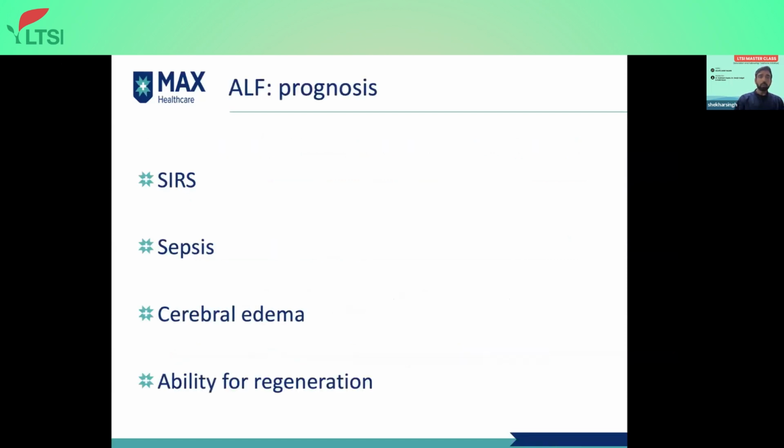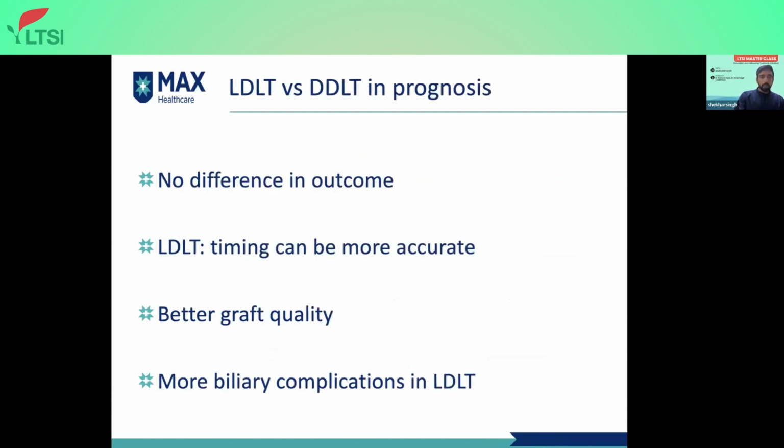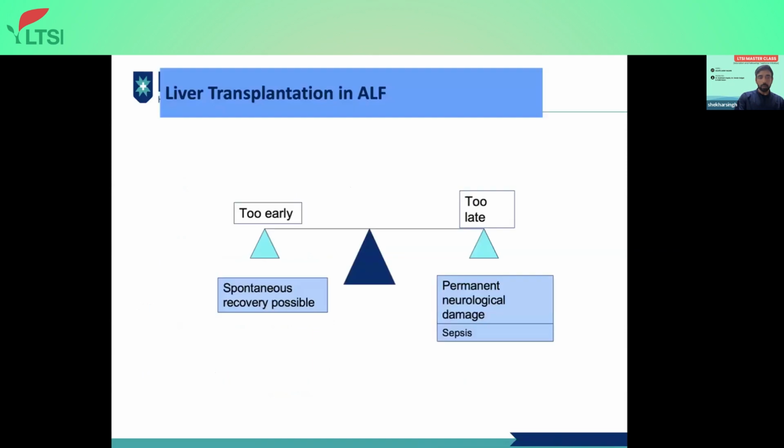And in ALF, the prognosis depends upon the degree of inflammation, presence of sepsis, cerebral edema, one of the most important factors defining the prognosis and mortality, and the ability of spontaneous regeneration in the native liver. So LDLT versus DDLT, there is no difference in outcomes. In LDLT, timing can be more accurate as compared to DDLT. We get better graft quality in LDLT, while the bleeding complication is a little bit higher in LDLT patients.